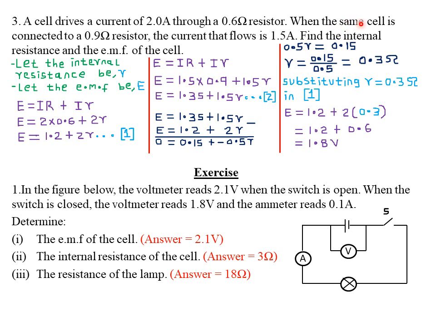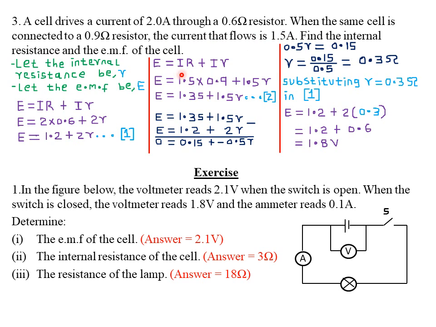Then we are told that it is the same cell, so the EMF in the first case is the same as the EMF in the second case. Also, the internal resistance in the first case is equal to the internal resistance in the second case. So we also substitute the values for the second case. Again, EMF is equal to IR plus Ir, where small r is the internal resistance. We are told that when the same cell is connected to a 0.9 ohm resistor, now when the external resistor becomes 0.9, the current that flows is 1.5 amperes.